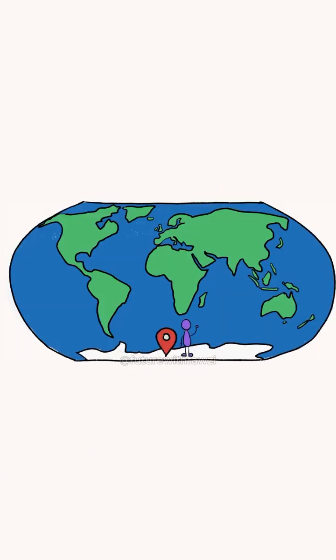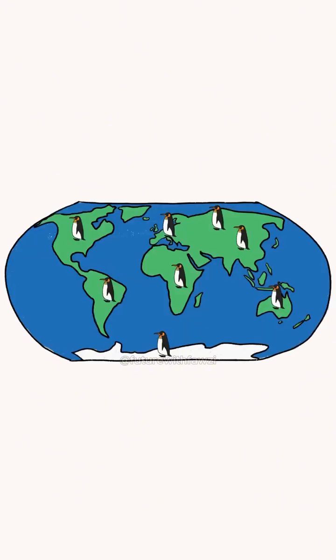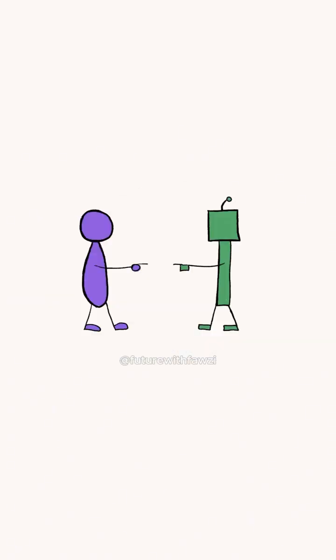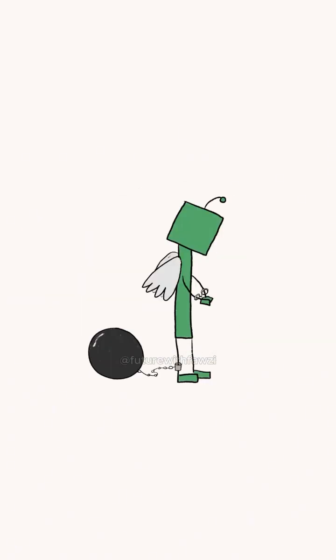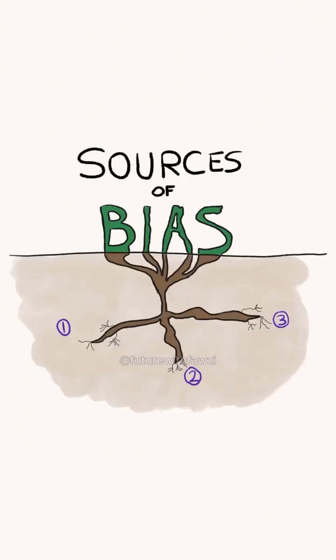Imagine a child who grew up in Antarctica and the only animal they ever saw was a penguin. They would think that penguins are the only animals in the world, but they have an incomplete worldview because they haven't seen all the other animals that exist. AI has the same problem, which can limit its abilities, but also create unfavorable outcomes for some people. And this bias can come from different sources.